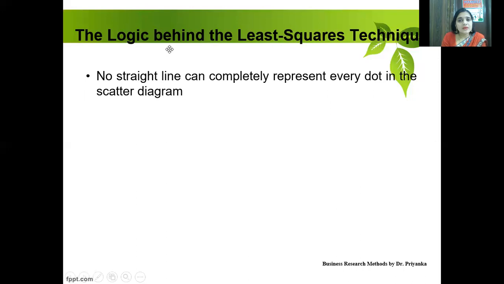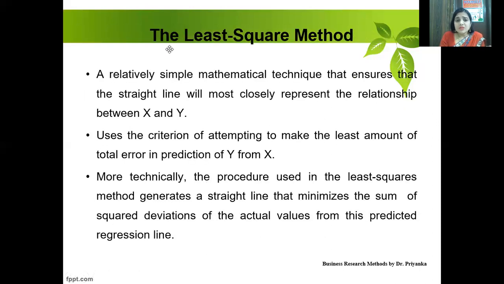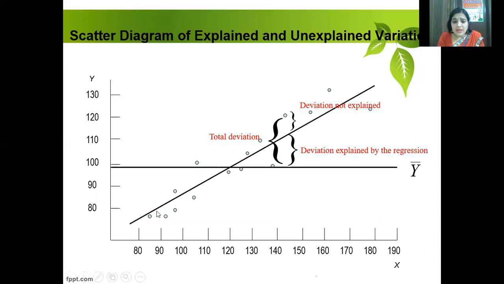Then the logic behind the least square technique is that no straight line can completely represent every dot in the scatter diagram. We have just noticed in the previous ones, this line cannot represent all the dots, right? So that is why we are trying to use the least square method.